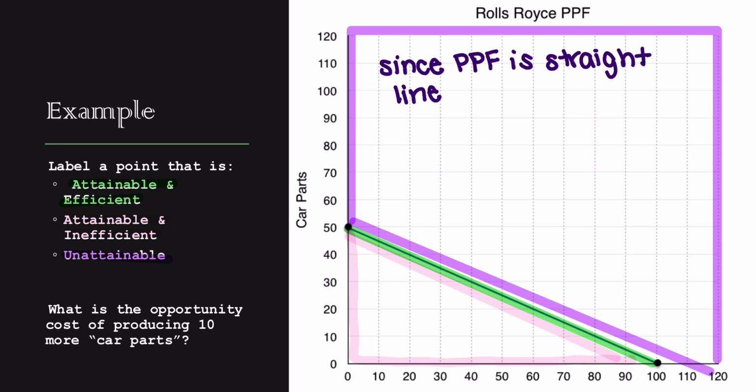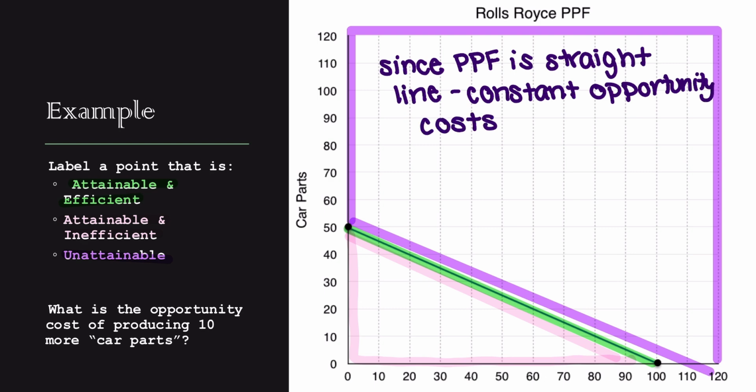It's bowed outwards because there are increasing marginal opportunity costs, meaning that we have to give up increasing amounts of something to continue to produce more of something else. And just as a quick explanation of what that would look like, so that you have a visual, this would be increasing marginal opportunity costs. And it would be something like this.